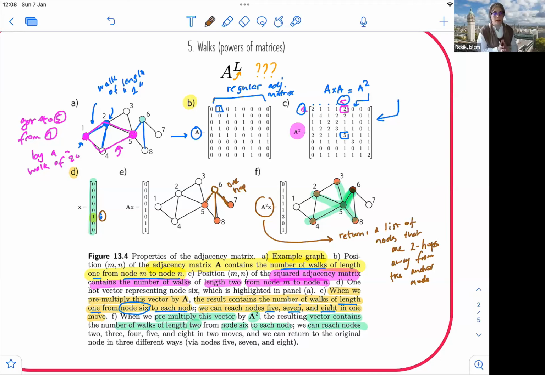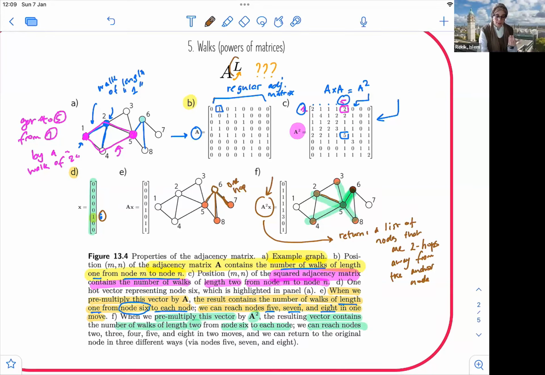I want you to take some time and try to calculate this with pen and paper and play with it. It's a very powerful concept, because now you can explore neighbors and neighbors of neighbors by raising A to the power of L.